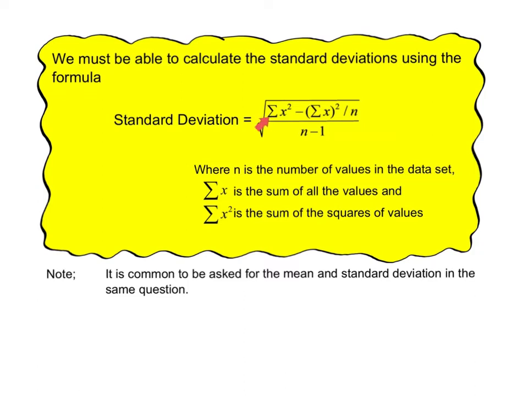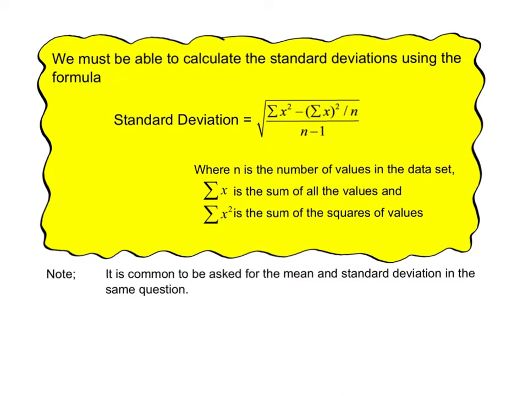It has some new notation. This little symbol here is called sigma, and it means the sum of the values. So if I see sigma in front of x squared, it means the sum of all the x squared values. As I said, this formula will be given on the formula sheet, so you don't need to memorize it. We just need to know how to use it, which I'll show you in the next few examples. n is the number of values in the data set.